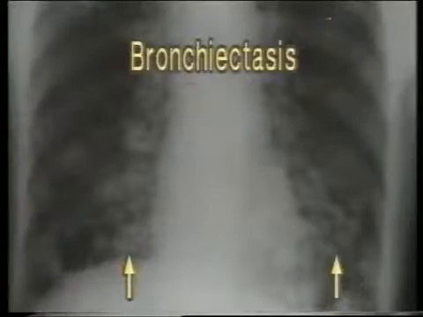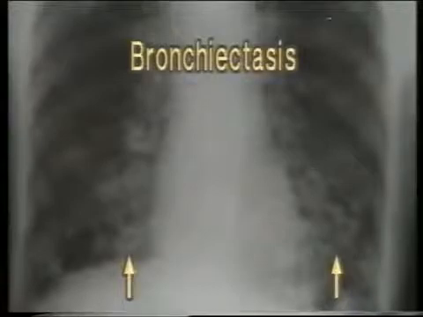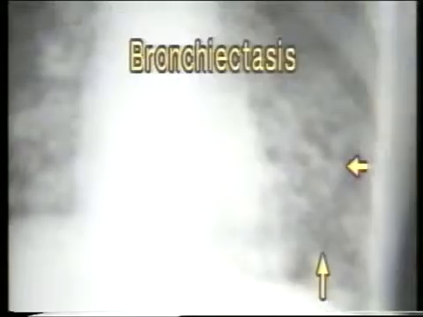This is another X-ray showing increased bronchial shadowing and a few cystic areas in both lower lobes. Observe in the close-up view the increased shadowing and a few cystic areas. However, for an absolute confirmation, it is essential to perform a bronchogram, which will also tell us the type of bronchiectasis and the extent and distribution of the disease in the lungs.